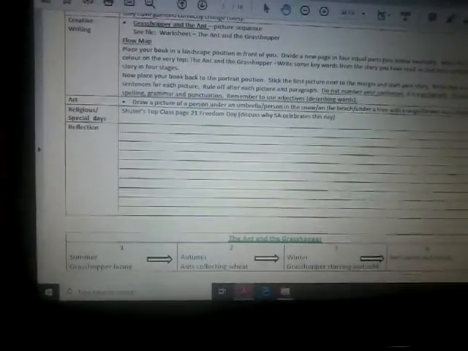So it says, place your book in a landscape position in front of you, divide a new page in 4 equal parts, and see the example below. So you can see I've actually drawn a flow map there. You can put your own words in. It doesn't have to be the same as mine. Use your imagination. And the girls don't have to follow the exact story. They could actually completely change the story to how they would like it.